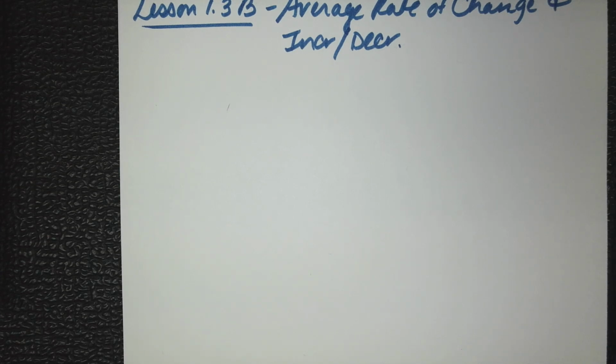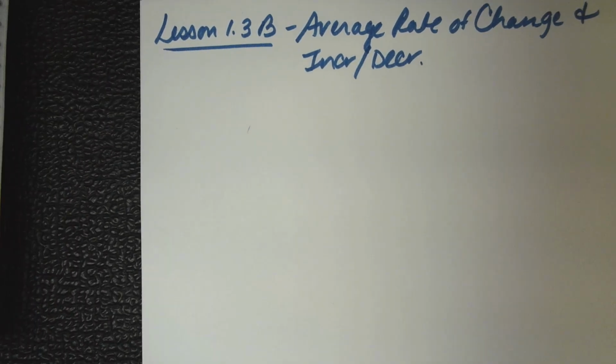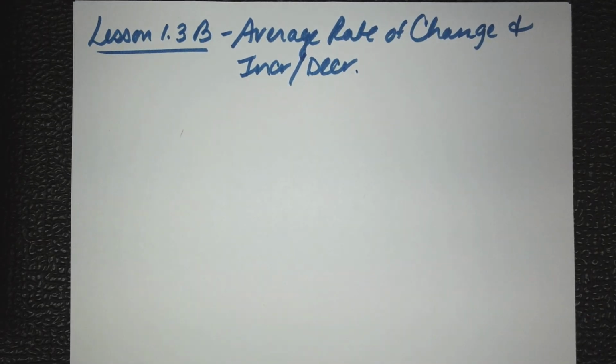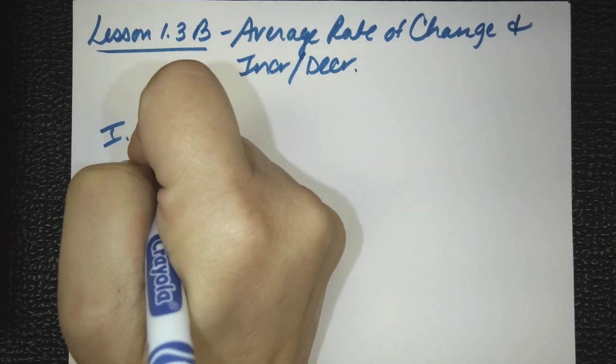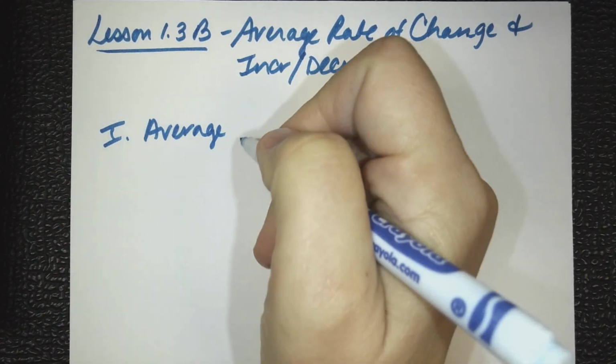Average rate of change and increasing, decreasing, those are the two things we're going to talk about today. We had 1.3a. This is 1.3b. We're skipping all around. It's so much fun. All right, so the first thing we're going to talk about today is average rate of change.